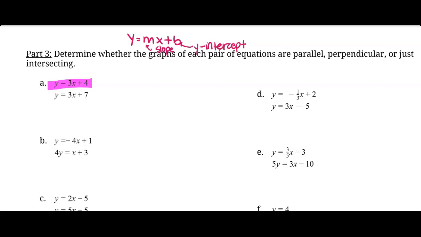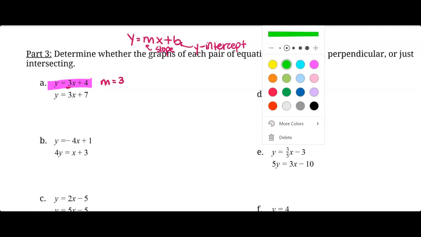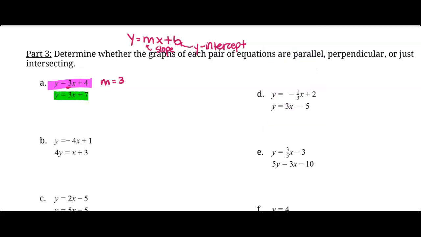So since m is our slope, the 3 is our m, so our slope is 3 for that first line. For the second line, we see that we have a 3 on the x, so our m is 3. It's easy to see that those two slopes are the same, but if you're using our little guide, are the signs the same? Yes. Are the numbers the same? Yes. So that means that they are parallel.